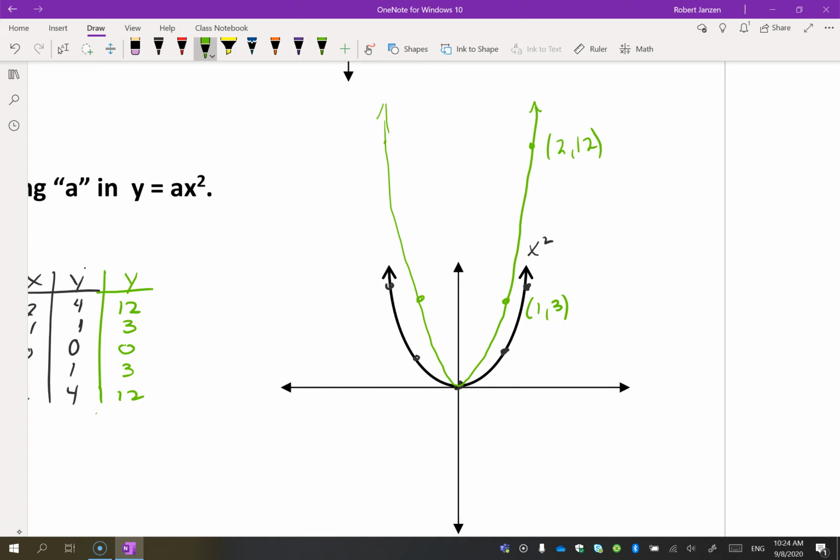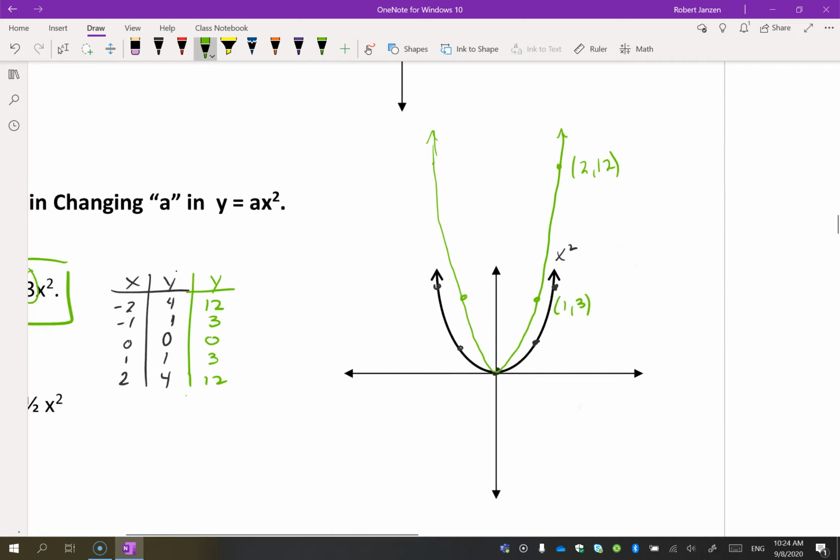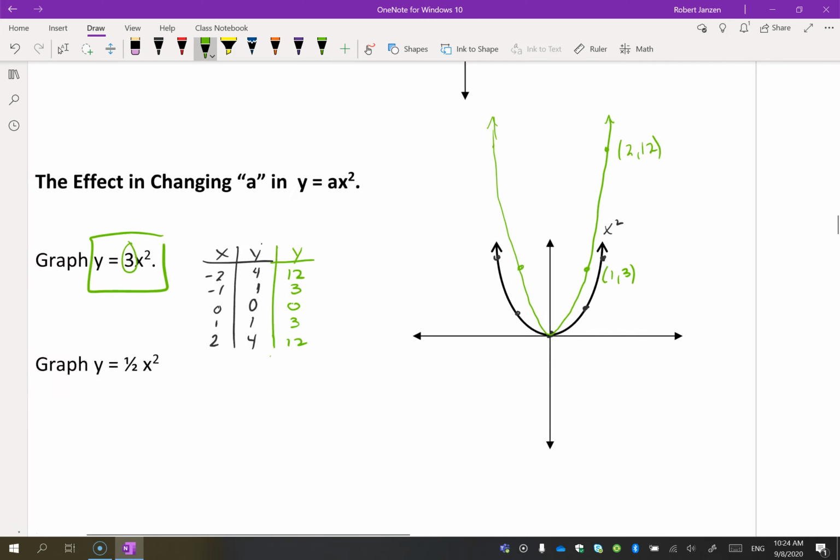So how would you describe that graph? How does it compare to the graph of x squared? Well, it looks narrower, right? But really what's happened is, if you can picture grabbing the arrows and pulling them up, you've stretched the graph. Now it looks narrower, but you've actually stretched it.